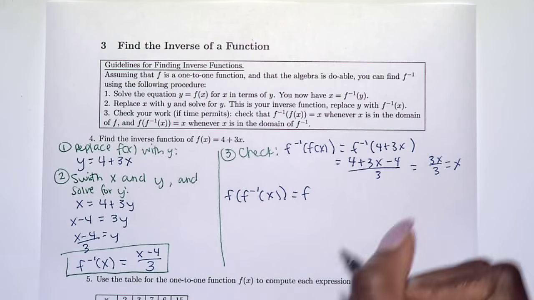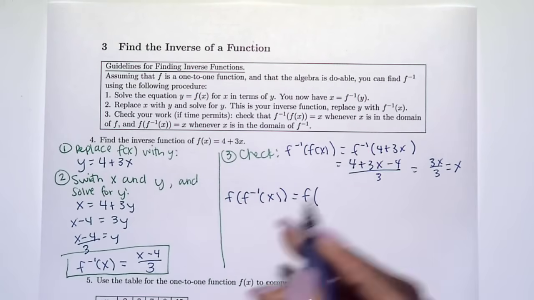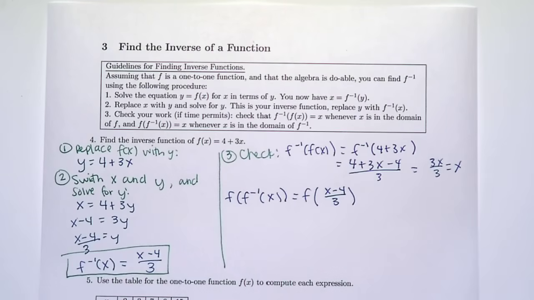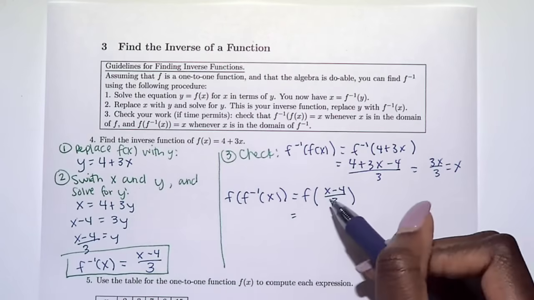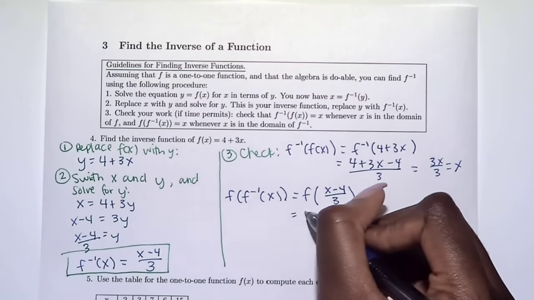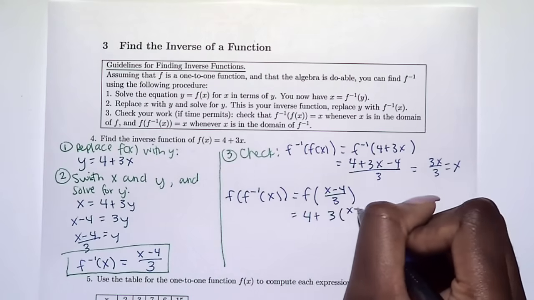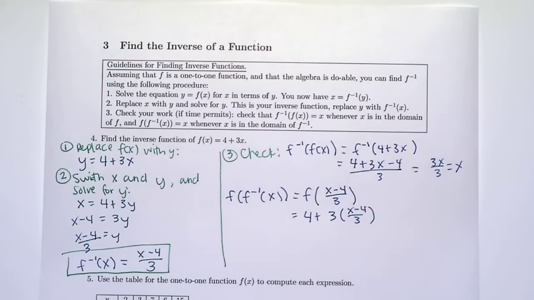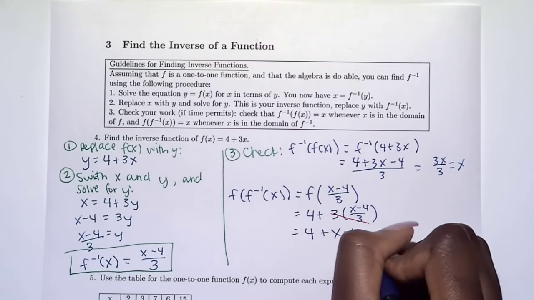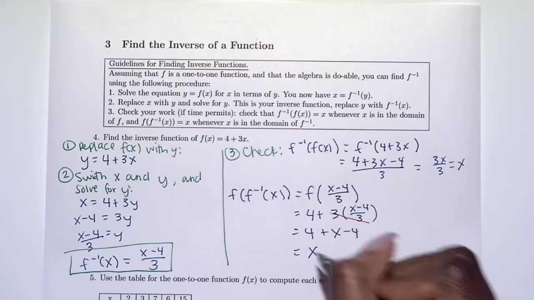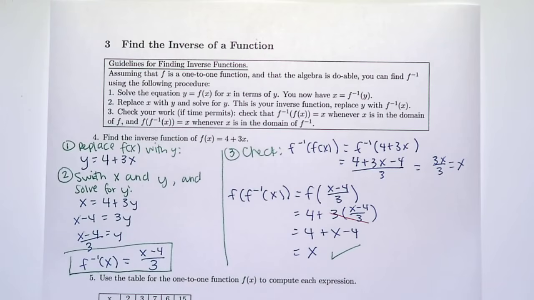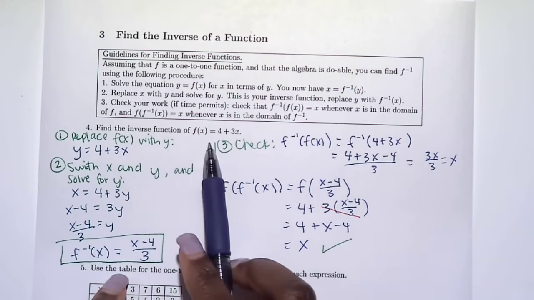So this time the f inverse goes on the inside. So this is f inverse. All right, and so plugging in x minus 4 over 3 into our original, perfect. These 3's are going to cancel. Positive 4 minus 4. Perfect. We got exactly what we wanted, so this is indeed our inverse function of our original.